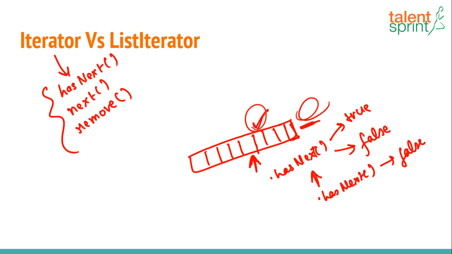Alright, iterator and list iterator. As you see, iterator has three methods, and the very first method that it has is HasNext, which helps you check whether there is a next element or not. But you can notice here that there is no method provided to check for the previous element that you have passed, right? There is no has previous.